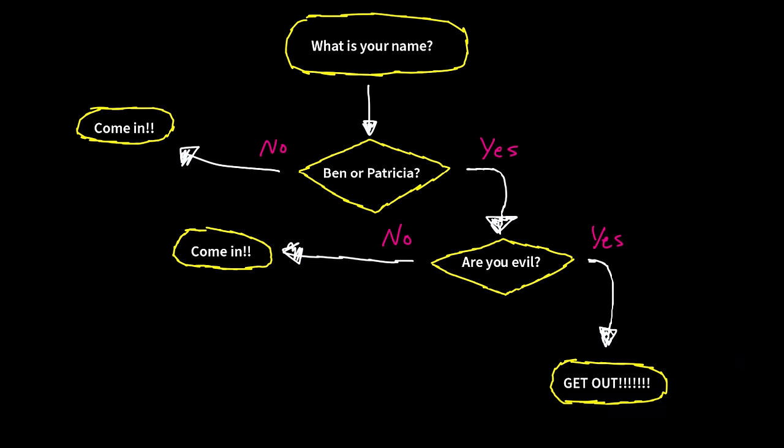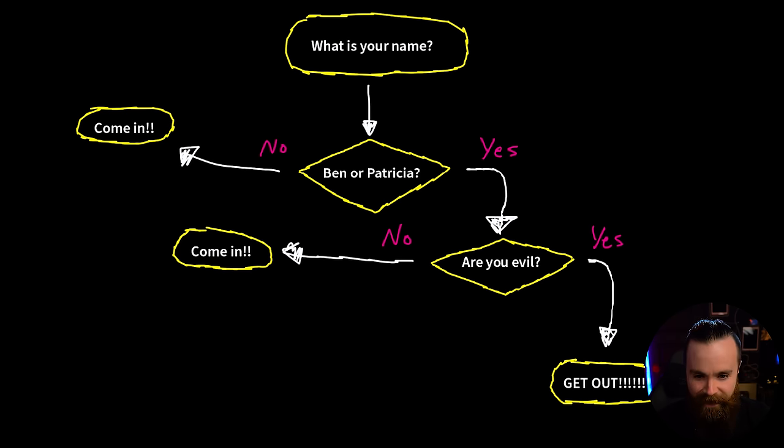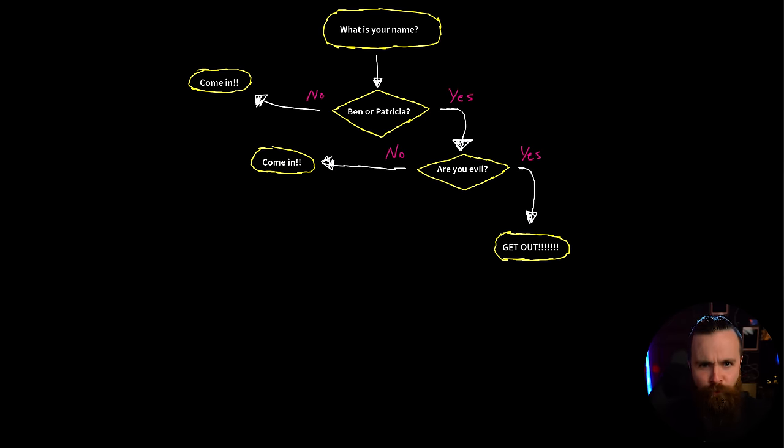Now I know things are getting a bit confusing. That's why we're going to flowchart mode. Here we go, flowcharts. It's not scary at all. So here is the logical view of what we're doing in our script. What's your name? Is your name Ben or Patricia? And also Loki, let me add that.